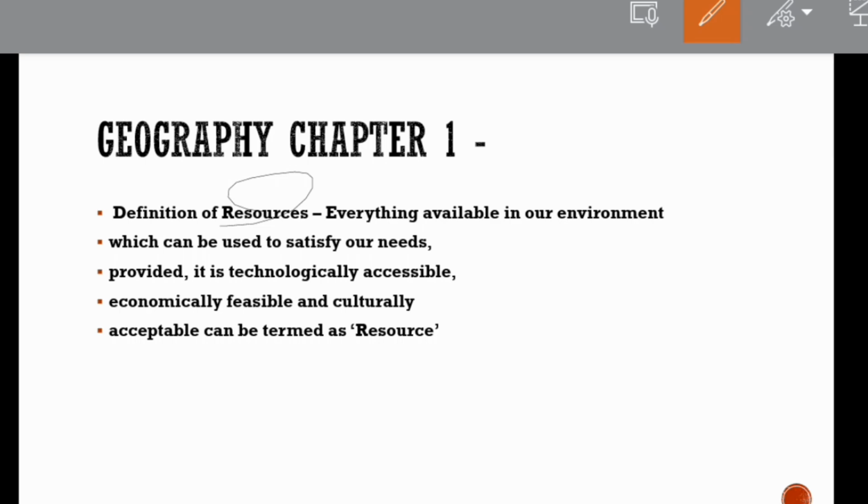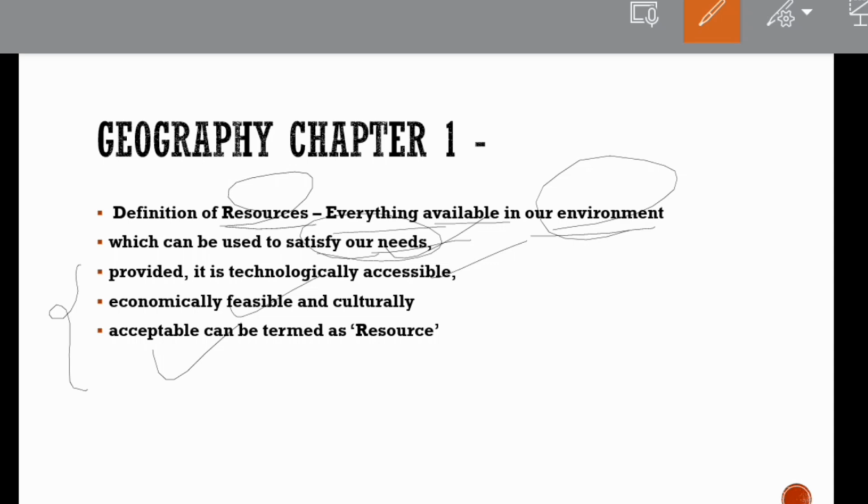It is very important and crucial to understand at the very beginning what a resource is. So let's begin. Resource: everything available in our environment which can be used to satisfy our needs. So anything which you can see in your environment near you which can be used to satisfy your needs, and it should meet three conditions as well. That is, the resource should be technologically accessible to you, economically feasible to you, and culturally acceptable. If these three conditions are matched and it is available in your environment and can be used to satisfy your needs, then it is called a resource.